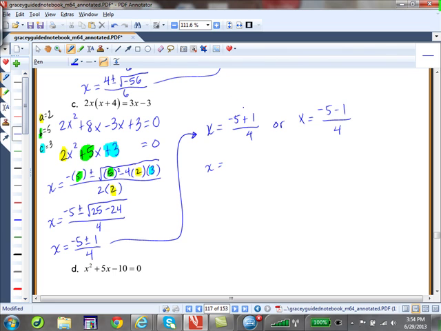So in this one, x could be negative 5 plus 1 is negative 4 over 4. So x would be negative 1. And on this one, x is negative 6 over 4. So x would reduce to be negative 3/2. And that's our solution set.